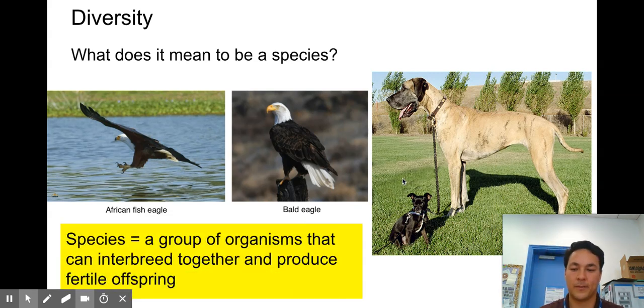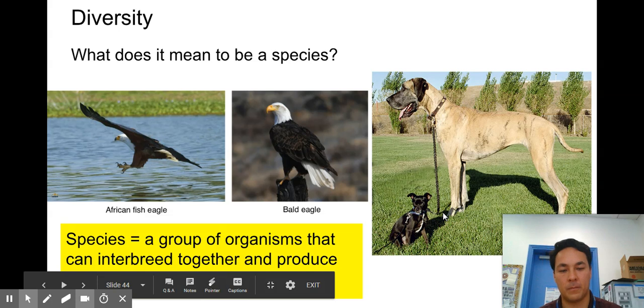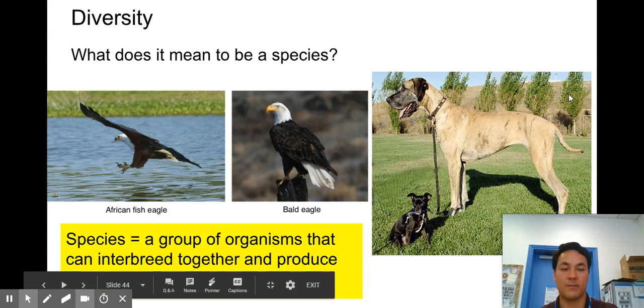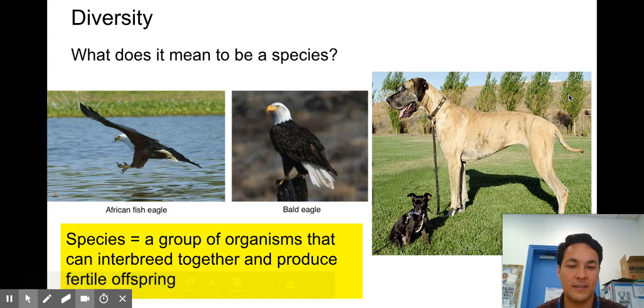A species is a group of organisms that can interbreed together and produce fertile offspring, right? So that's the really important part. Fertile, their offspring can have babies as well. So this is kind of crazy. This African fish eagle and this bald eagle are different species. They wouldn't breed together, right? And this Great Dane and Chihuahua, I had a Chihuahua for many years, are the same species. They're both dogs. So that's kind of cool.